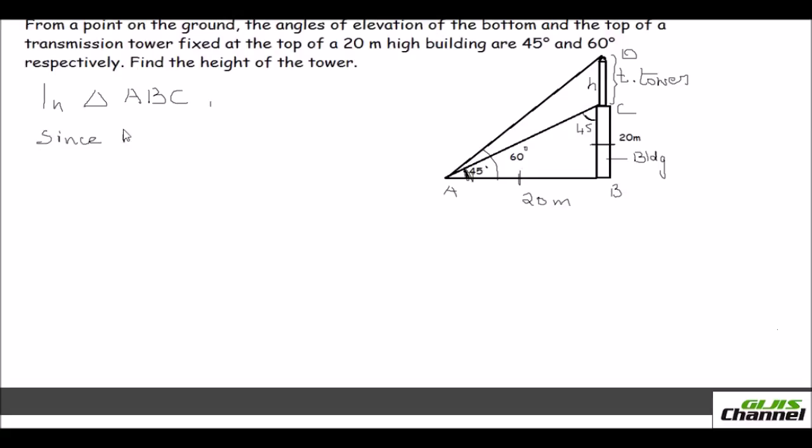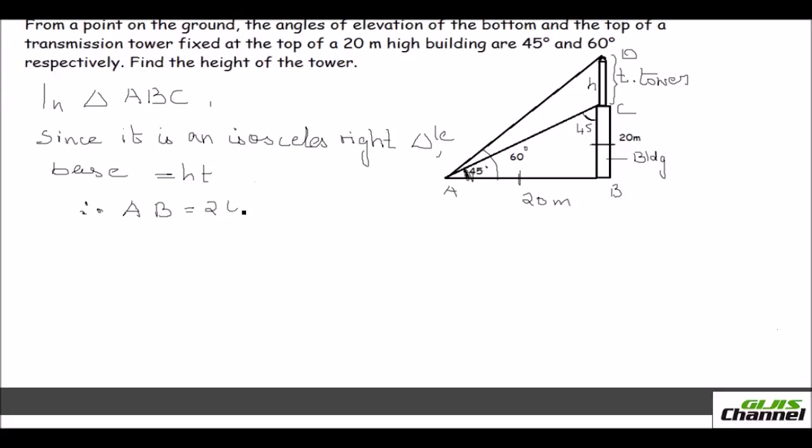Since it is an isosceles right triangle, your base and height are the same. Base is equal to the height of the building, okay? Therefore, your AB is 20 meters. Now you got till here, AB.